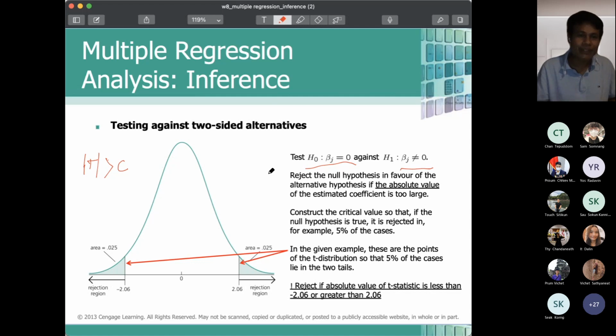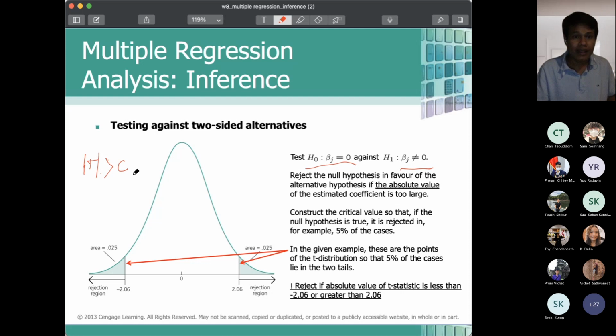And how to obtain t value and critical value? The same rule. But this time, to reject the null hypothesis, the rule is absolute t. When we say absolute t here, t can be negative. If it is negative and we put absolute, it becomes positive. So absolute t must be bigger than c, must be higher than c, if you want to reject the null hypothesis.